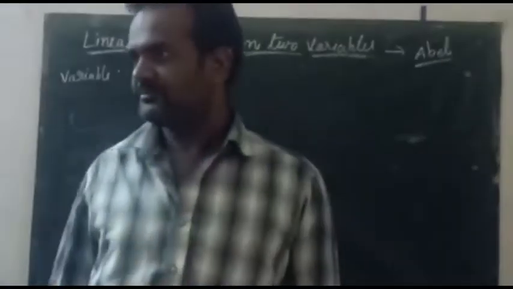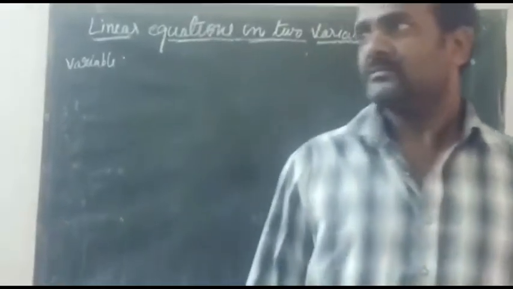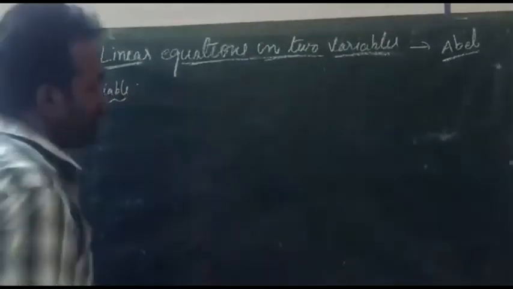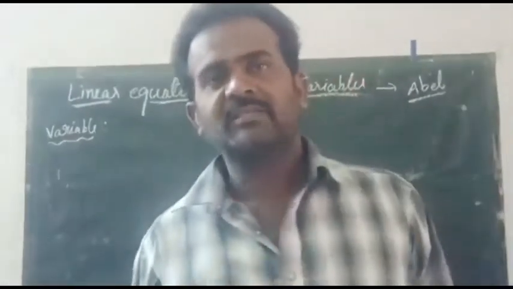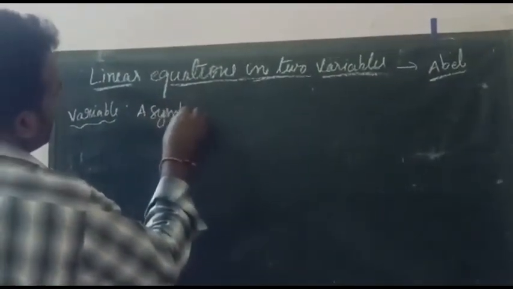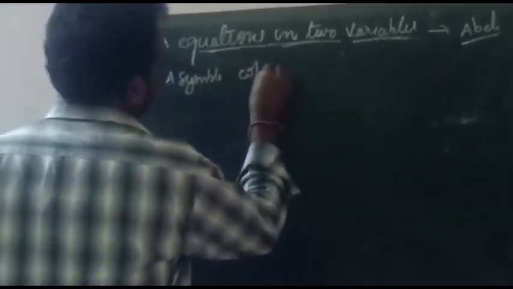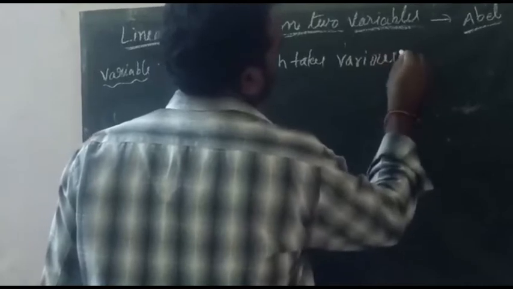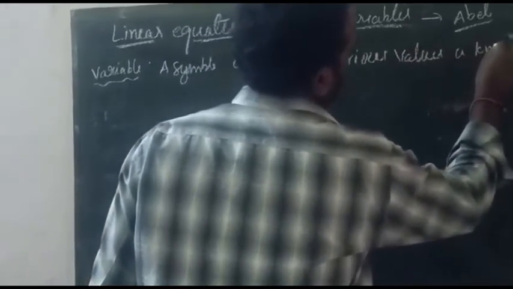What is a variable? A symbol which takes various values is known as a variable.